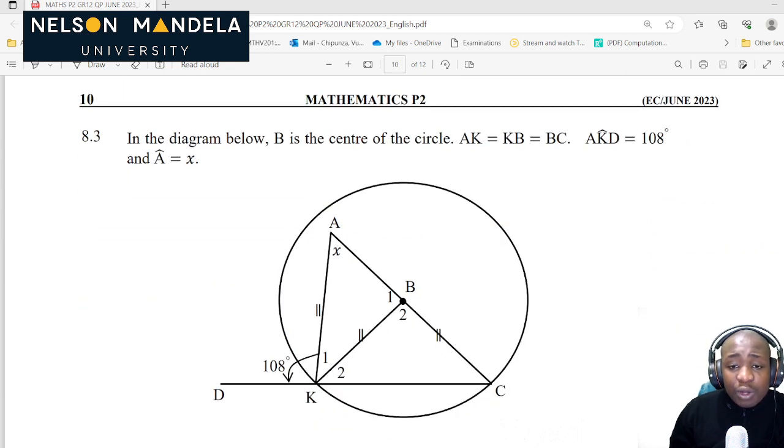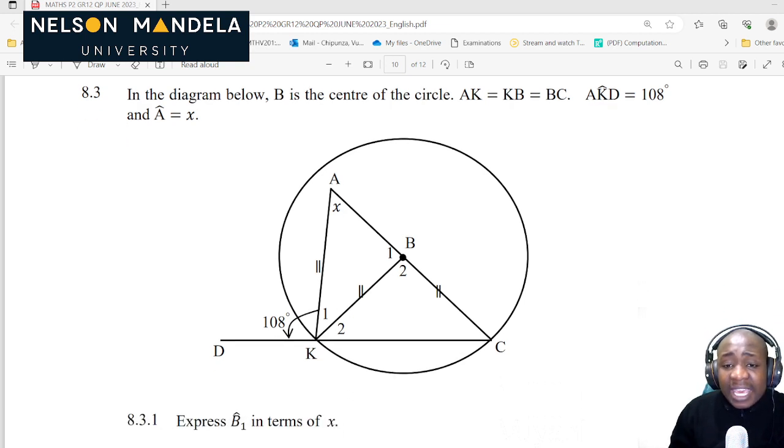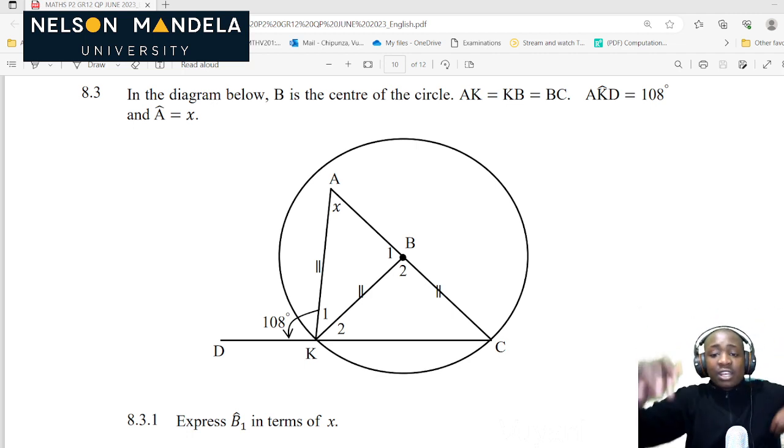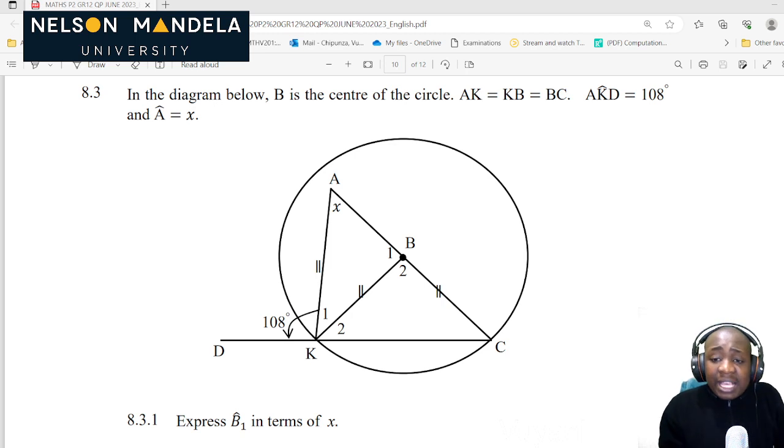8.3, in the diagram below, B is the center of the circle. Oh my word, we have another center of the circle again. We are also told that AK is equal to KB is equal to BC. AK is equal to KB, that's another line, is equal to BC. We can see that in the diagram, those lines are equal to each other. We are also given angle AKD is equal to 108. You can see that angle is equal to 108, and angle A is equal to X.